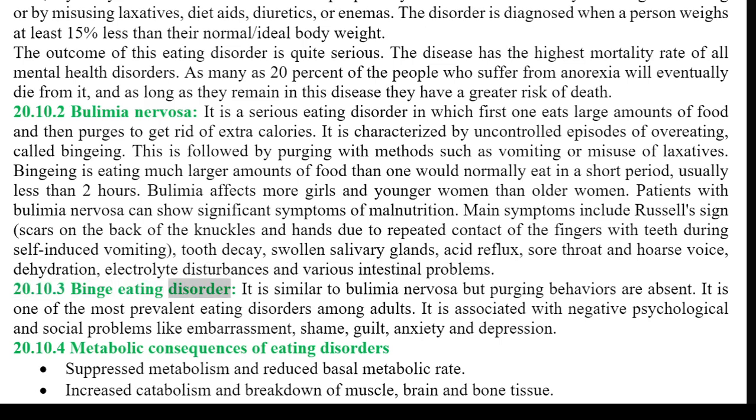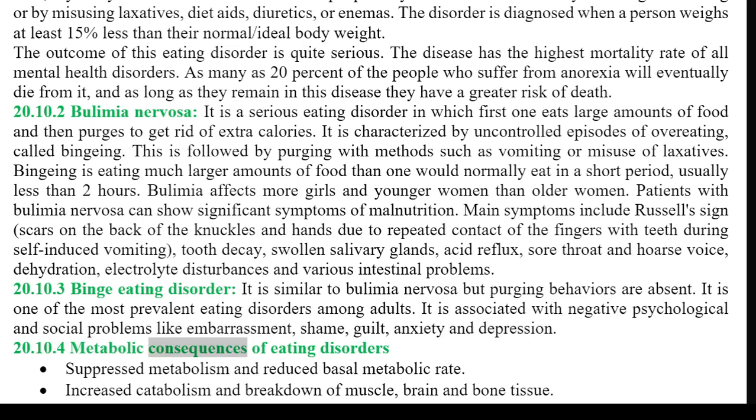20.10.3 Binge eating disorder. It is similar to bulimia nervosa but purging behaviors are absent. It is one of the most prevalent eating disorders among adults. It is associated with negative psychological and social problems like embarrassment, shame, guilt, anxiety, and depression.